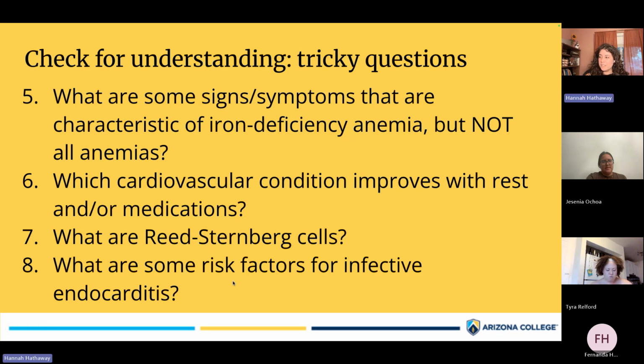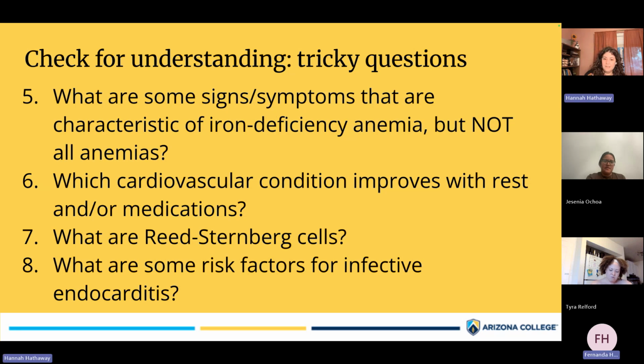Oh, and then this one, what are some risk factors for infective endocarditis? So that's an infection of the heart tissue itself. IV drug use, that's the big one. Pretty much anything that introduces bacteria into the blood. So other things can be recent dental procedures. Also heart valve replacement, if you've had a replaced heart valve, that can also increase the risk.